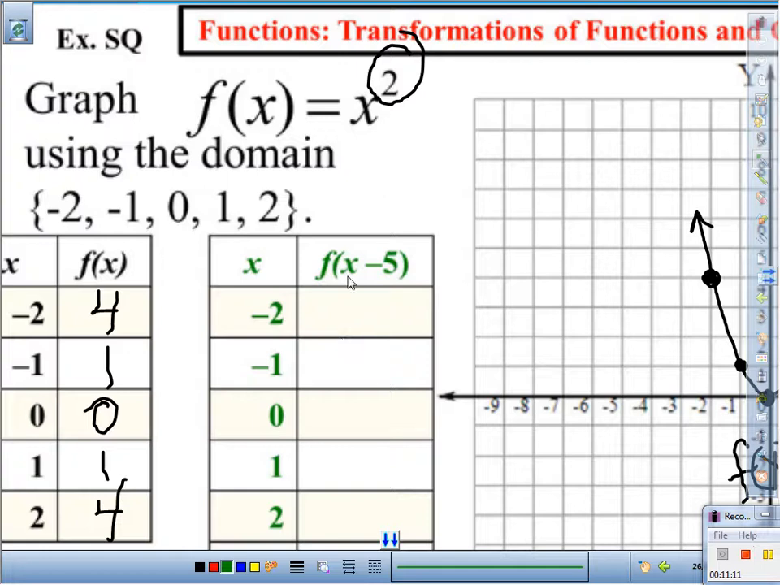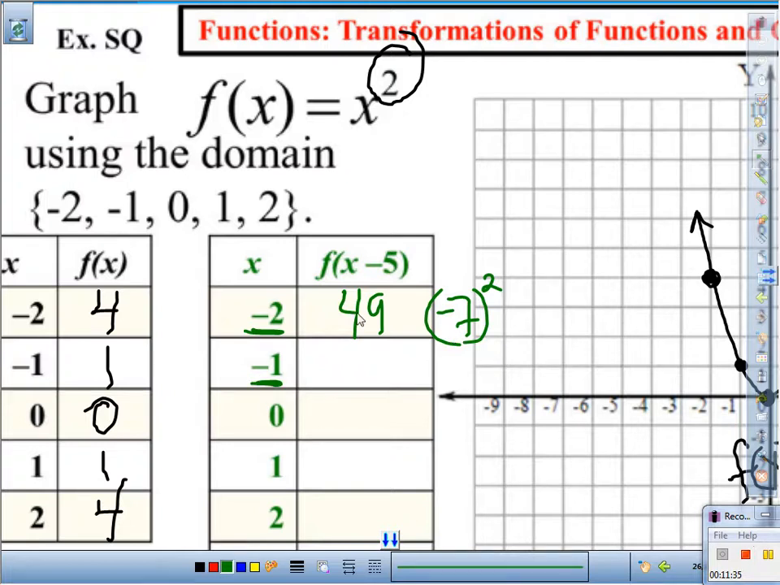So let me read it to you. This says x minus 5. So what is my first x value? So what is negative 2 minus 5? Negative 7. But what is the overall rule? We square it, yes? So what is negative 7 times negative 7? 49. That is correct. I'm going to write them on the side so you guys can have them as reference.